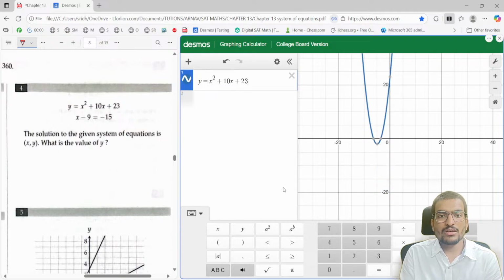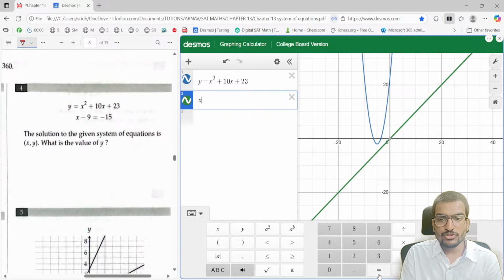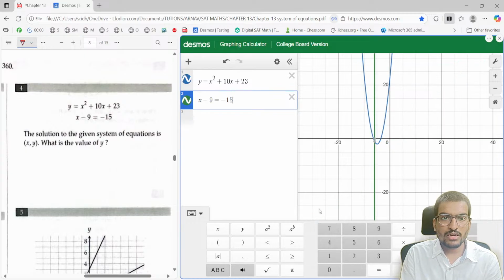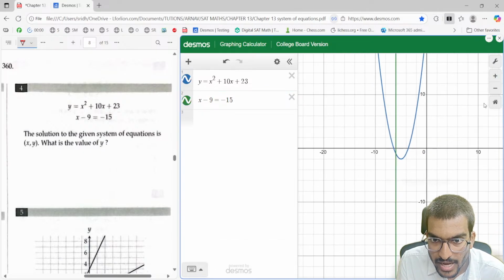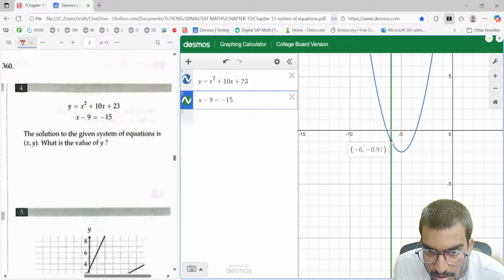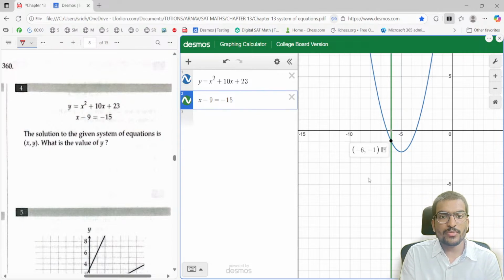Sometimes you can do it easily with substitution, then you can go ahead. So here it's completely fine if you go with this. Just see where the parabola and the line are meeting. It's meeting at -6, -1. The y value is -1.